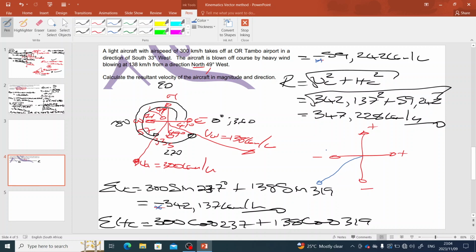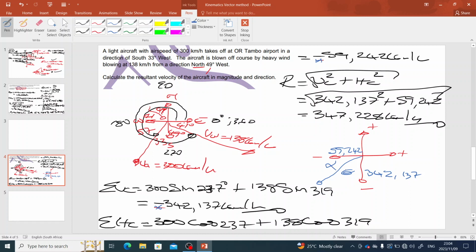I'm having a horizontal component, it is negative, it is heading west, and it is 59,242. Then I'm having a vertical component, it is heading south, it is 342,137. Whether you calculate alpha or theta, you will use the principle. You start with the cardinal closest to your vector first, then the angle of deviation, then the other cardinal point.